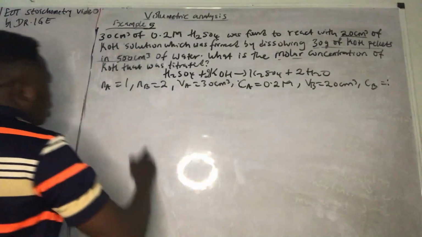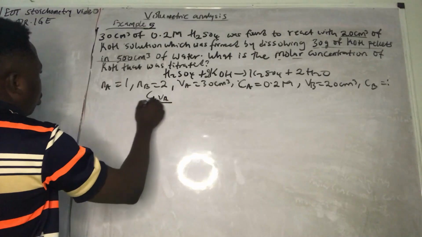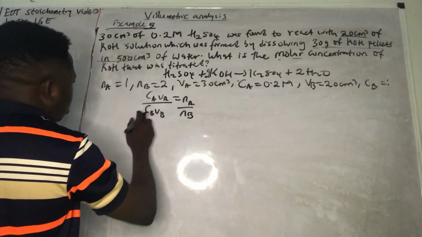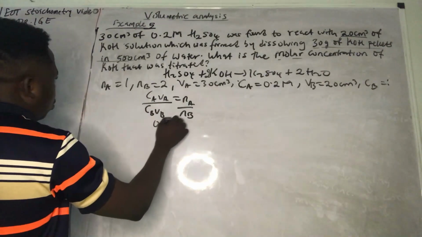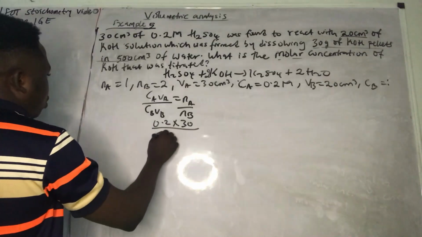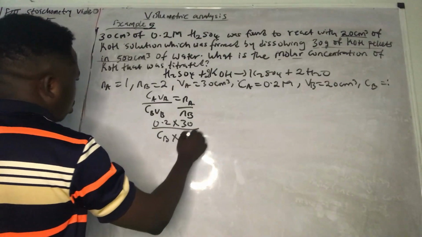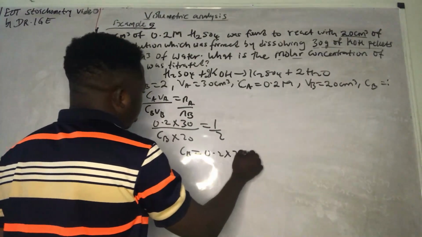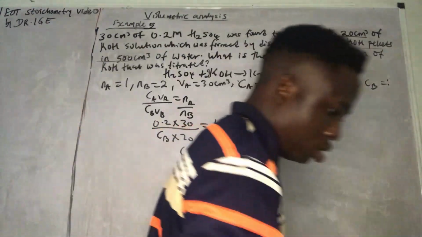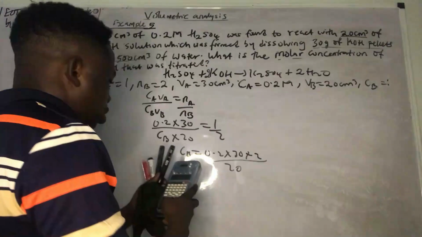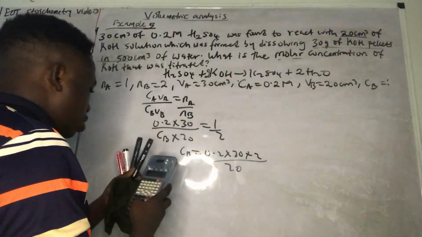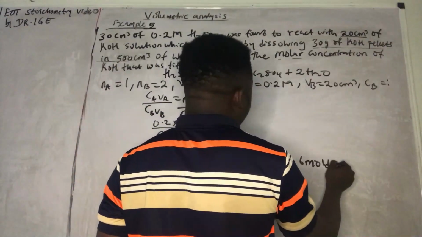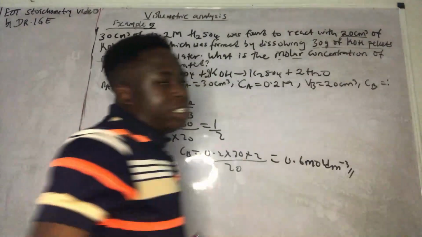So this is easy. Just do it like this: CaVa over CbVb is equal to Na/Nb. We're looking for Cb. What is Ca? 0.2. What is Va? 30. What is Vb? 20. What is Na? 1, and Nb is 2. So Cb is 0.2 times 30 times 2 all over 20. We have that Cb is 0.6 mol/dm3. Is that not the molarity, the molar concentration? That is it. Just like that.